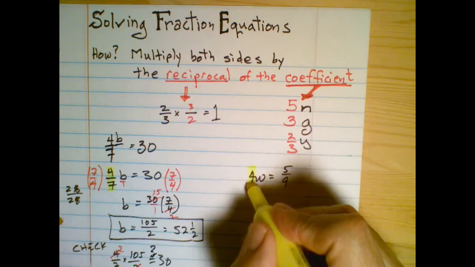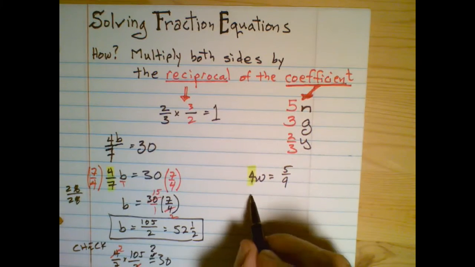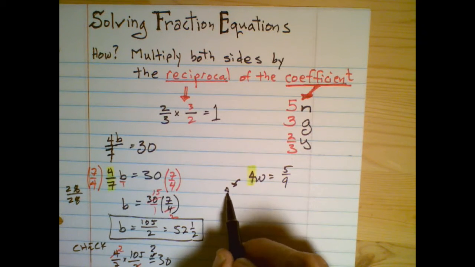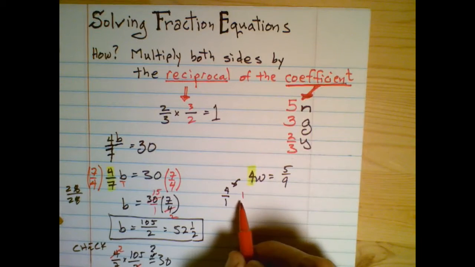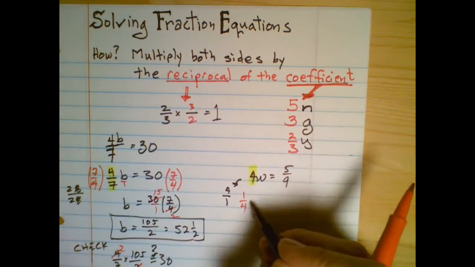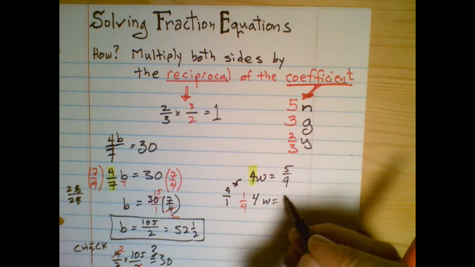Well, I don't see a fraction there. So what do I flip? Well, I just remember that 4 is the same as 4 over 1, is it not? Of course it is. And what would be the reciprocal of 4 over 1? Well, the reciprocal is going to be 1/4. So I'm going to multiply both sides times 1/4.